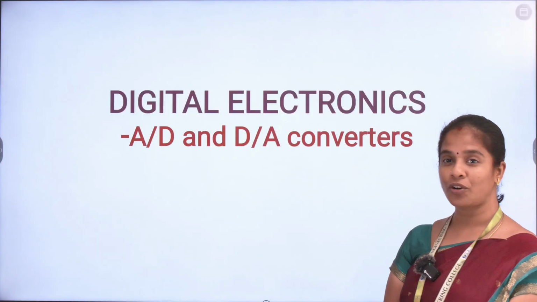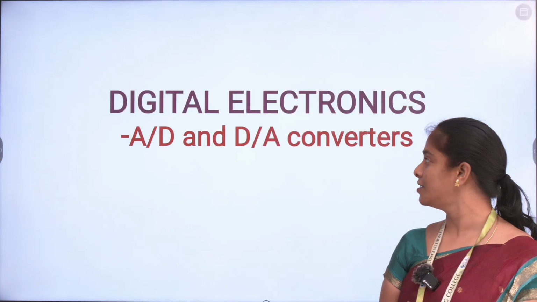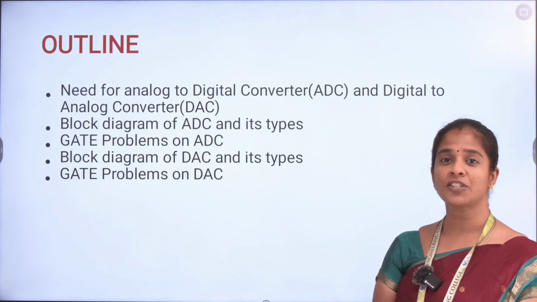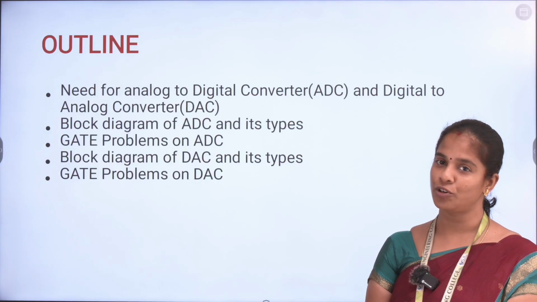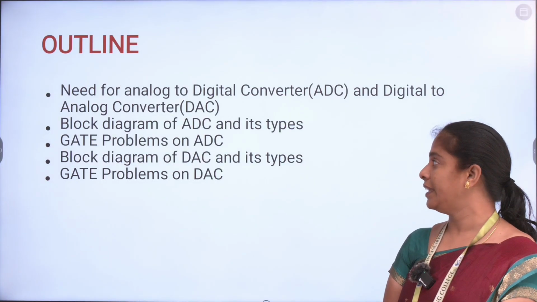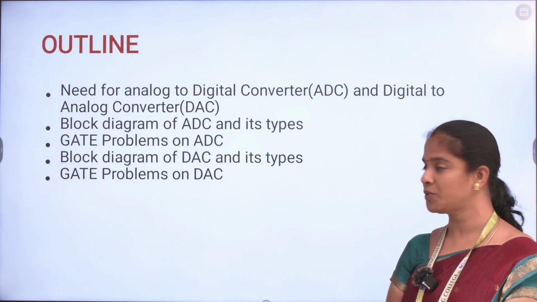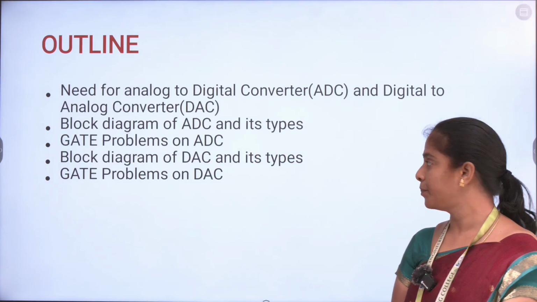In digital electronics, particularly we are going to see analog to digital and digital to analog converters. And the outline: first, we need to see what are all the need for conversion of analog into digital and digital into analog. Then we are going to see the block diagram of converting analog to digital and its types with some problems. Similarly, DAC and its types with some problems.